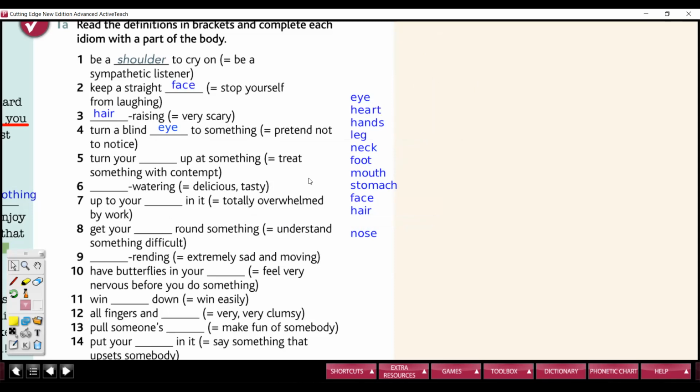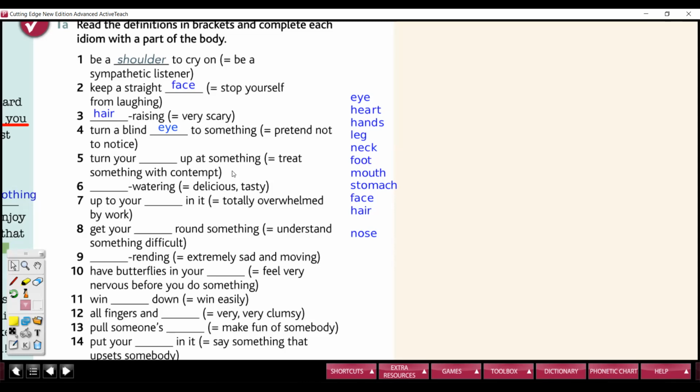Okay. What else, guys? What comes to your mind? Turn your up at something. To treat something with contempt. Miss, turn your head up. To turn your head up to something. No, Catherine. Another one. Maybe, teacher, turn your hands up. No. Okay, let me explain contempt and then you tell me a better option. Contempt is like when you are looking like this, like desprecio.